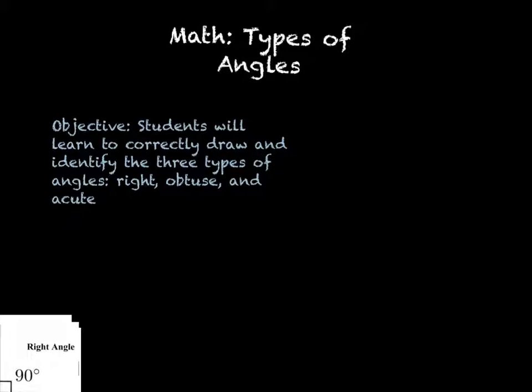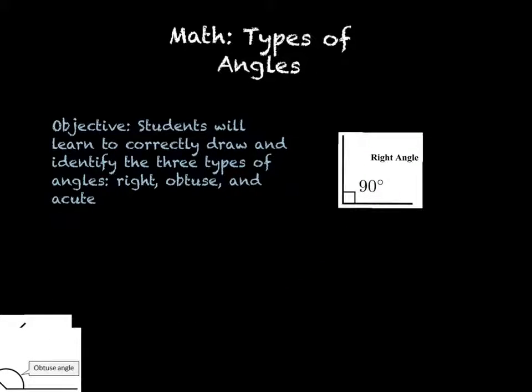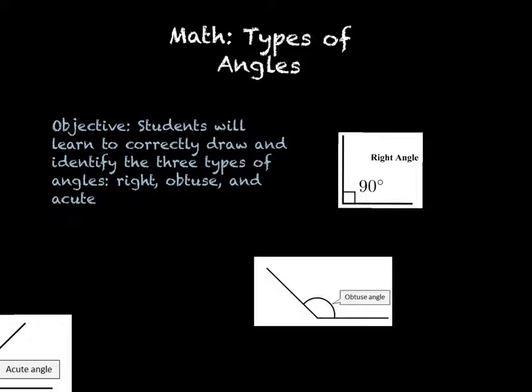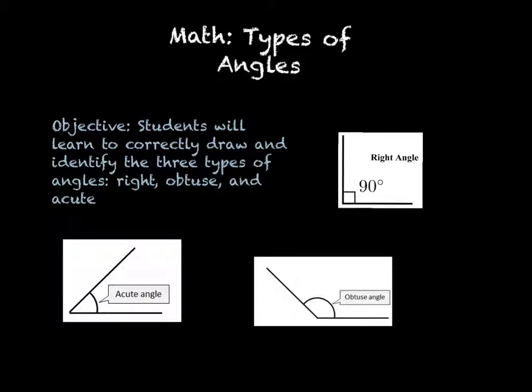Fourth graders, this is Miss Wilkinson, and we're going to do a lesson on angles. In this lesson, students will learn to correctly draw and identify three types of angles. We have right angles, obtuse angles, and acute angles.